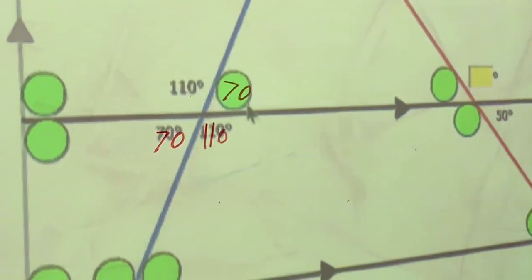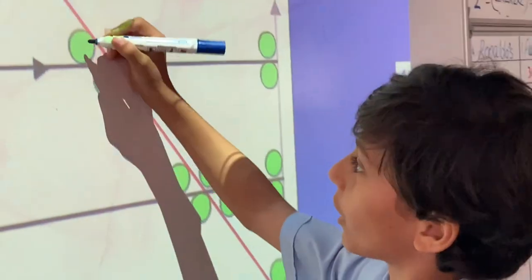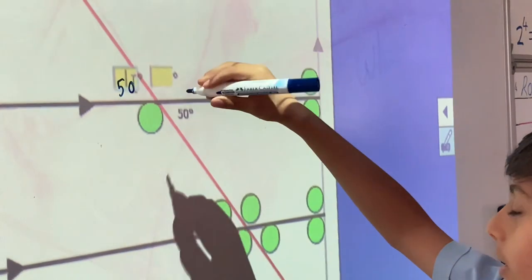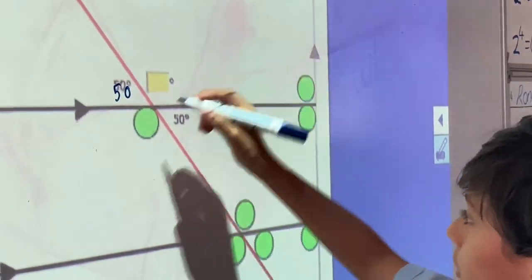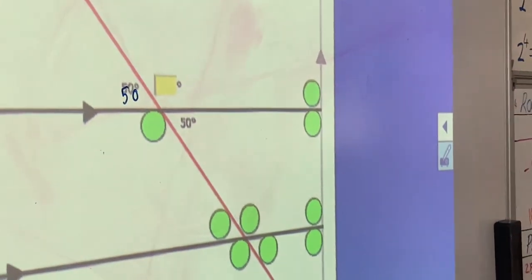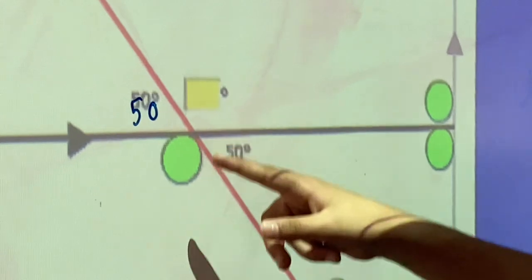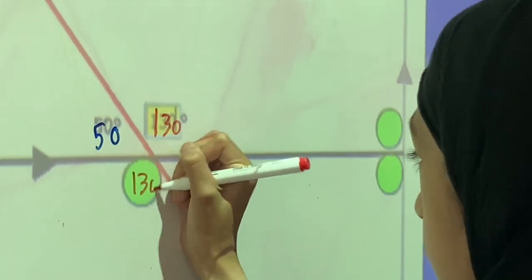All right, and what else can you add to that? And here, this is a 50 because it is also vertically opposite. Yes, that's all I know. And 180 minus 50 equals 130. So you put here 130, and 130 vertically opposite, so you put two sides 130.